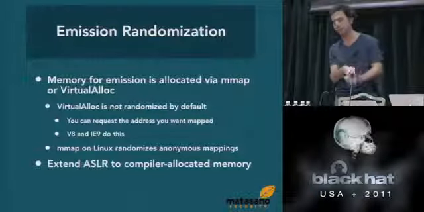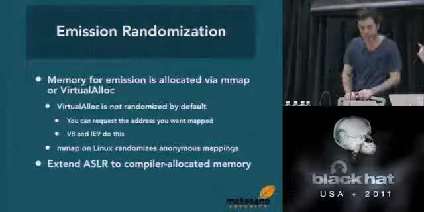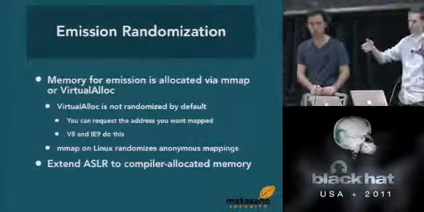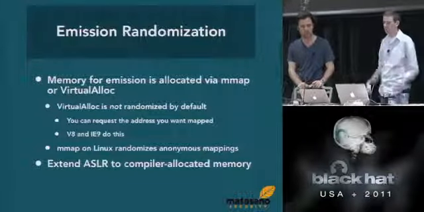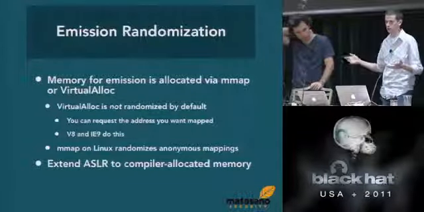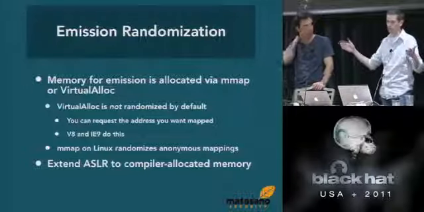V8 and IE9 both specify random addresses to have their memory loaded at. Yeah, if you call VirtualAlloc a number of times, you're going to get back a bunch of contiguous page allocations, and that's really bad in the case of readable, writable, and executable memory, because now there's a giant block of it with no gaps in between.